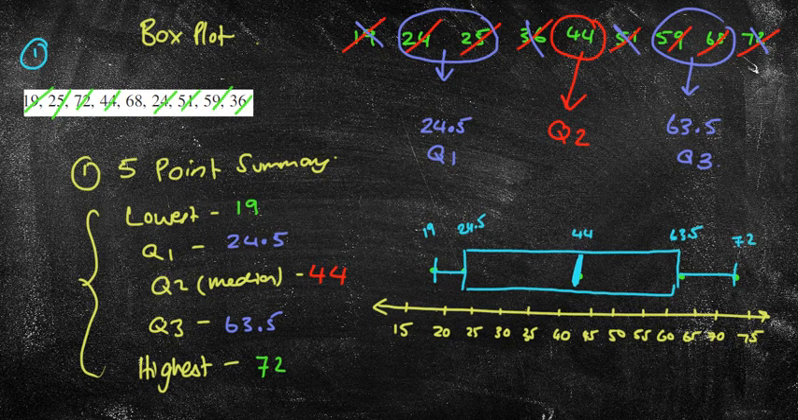Now, usually I don't write those numbers there, except if, like the scale, it might be hard to tell what the actual number might be. For example, it might be hard to see this is 24.5. If that's hard to tell or to read off the graph, I'll write it above. Okay, and that's pretty much it.